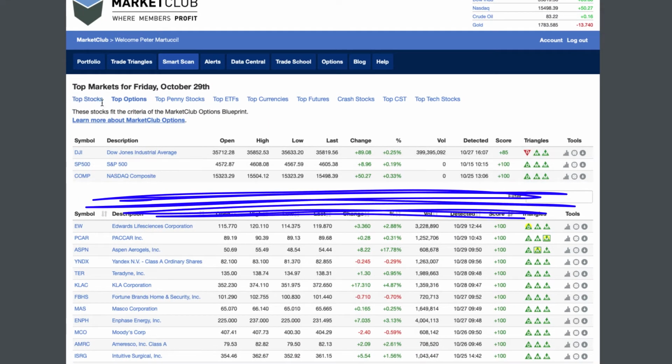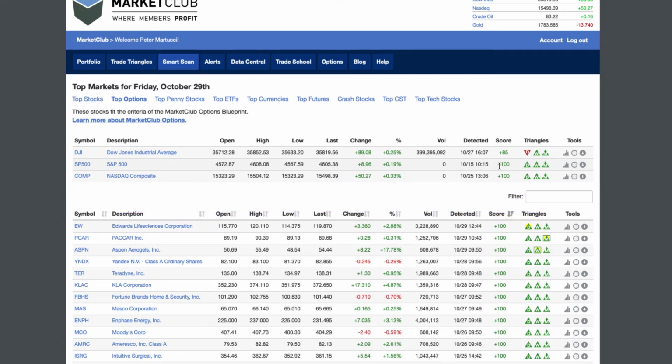You can see here on my smart scan, the market's always displayed at the top. So it's a plus 100. We're green across the board with the exception of the Dow. It's a plus 85 with a red daily, which is no concern to me. There's just not much to do here. So that's the beauty of the 3x growth strategy.